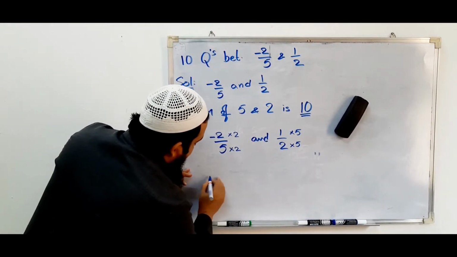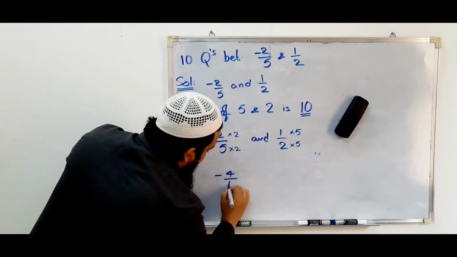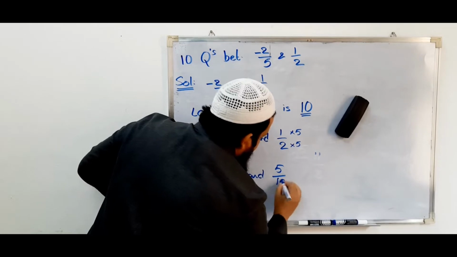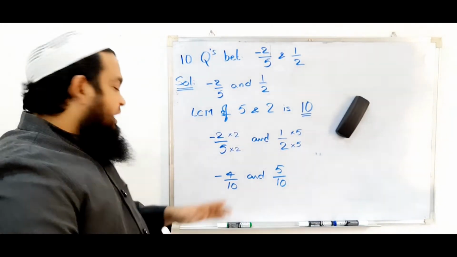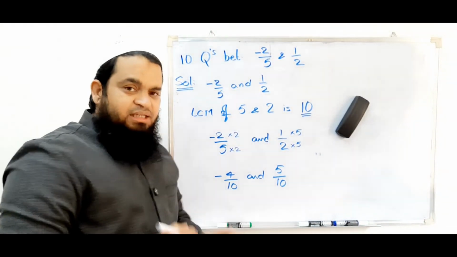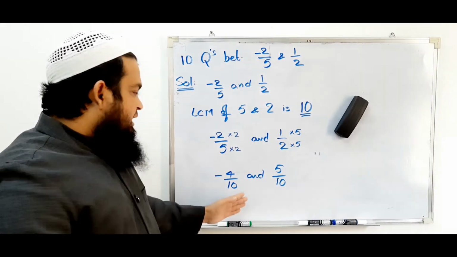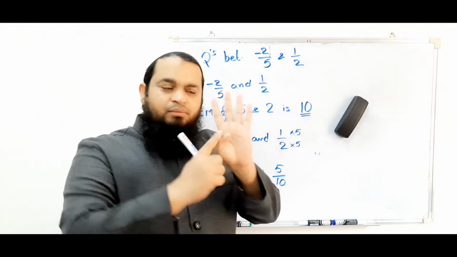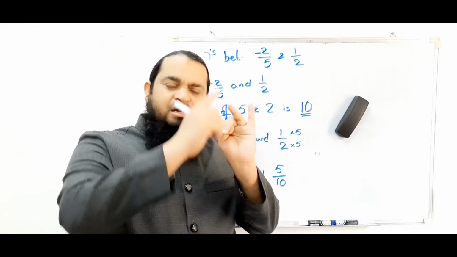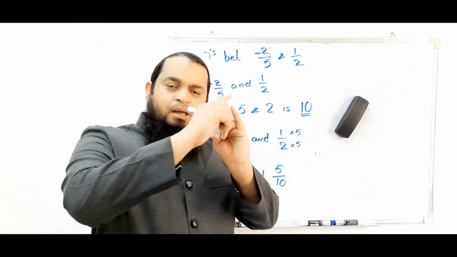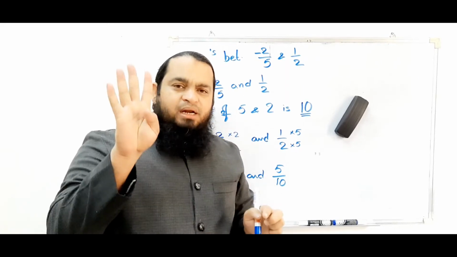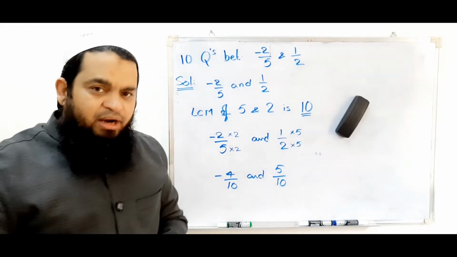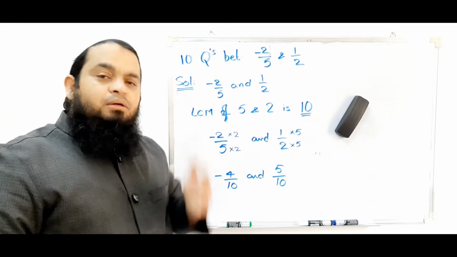So this will become minus 4 by 10 and 5 by 10. Now they are like rational numbers, the denominators are the same. So let us check whether there are 10 rational numbers or not. See, minus 3 by 10, minus 2 by 10, minus 1 by 10, 0 by 10, 1 by 10, 2 by 10, 3 by 10, 4 by 10. Only 8 are there. So you have to get some more.